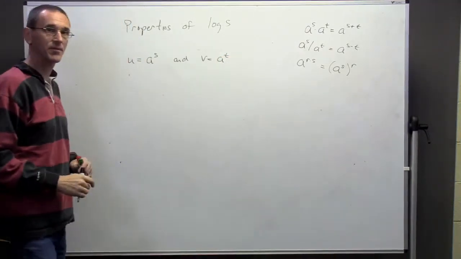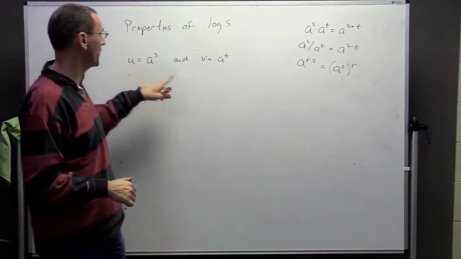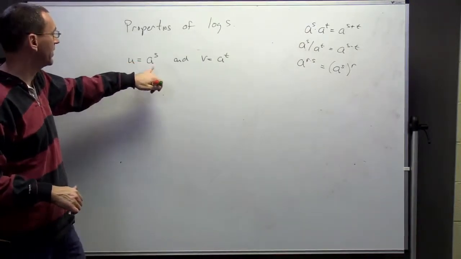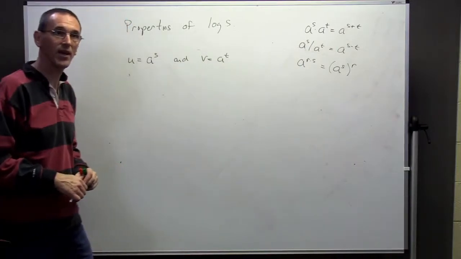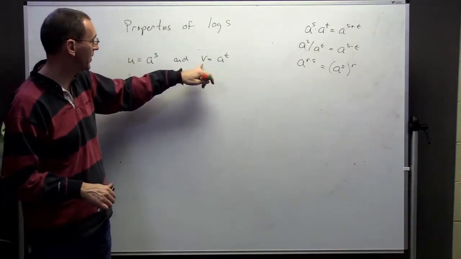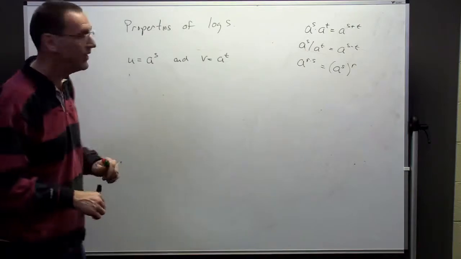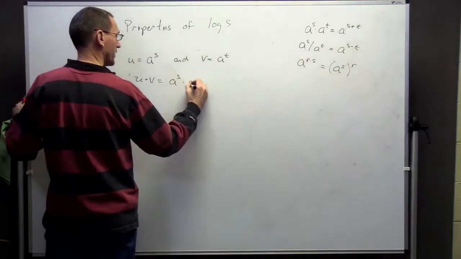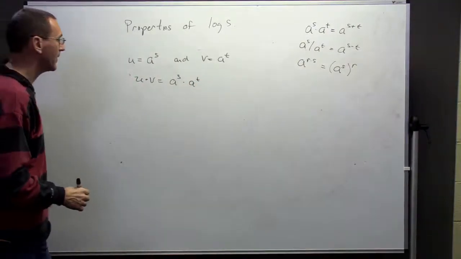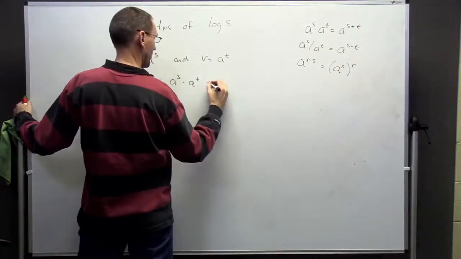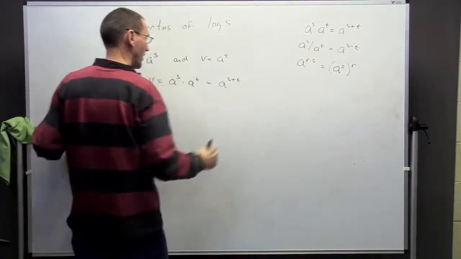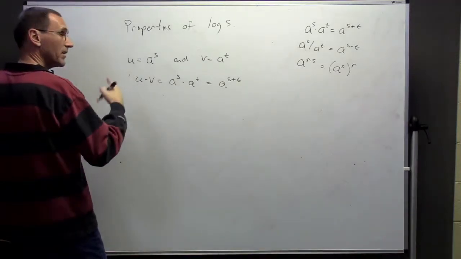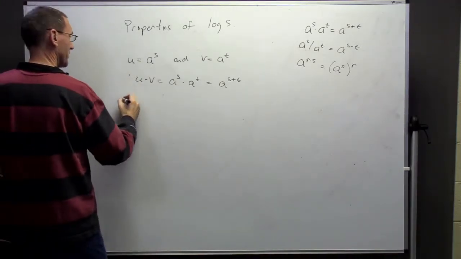So let's see what happens. Let's start with two different numbers. We'll call the numbers u and v. I'm going to assume that u can be written as a to the s, and that v can be written as a to the t. So this means that u is a positive number and v is a positive number. So what does this mean? This means that u times v is a to the s times a to the t. Using this property here, I know that that is true. Let me take the log of both sides and see what happens.